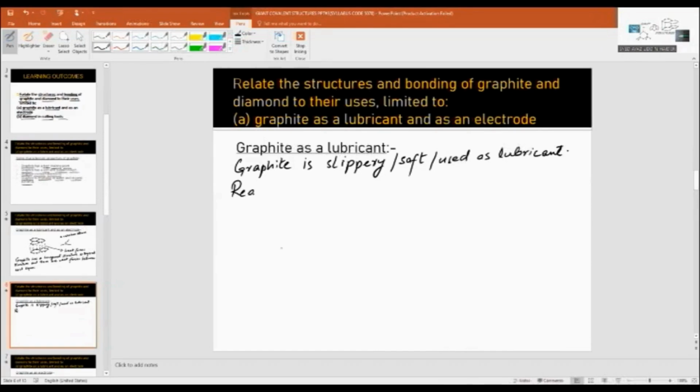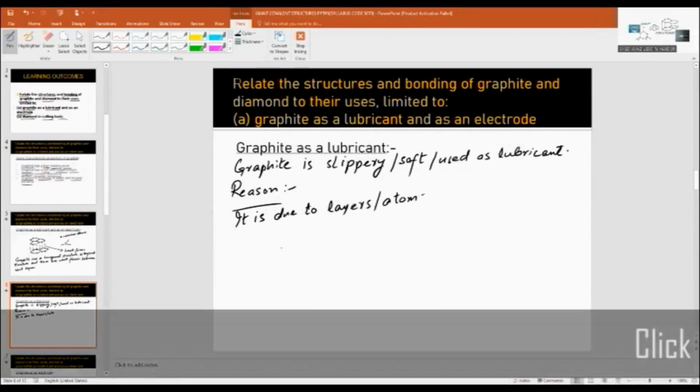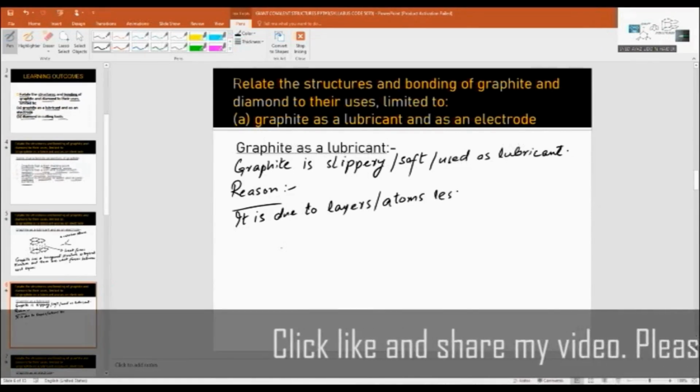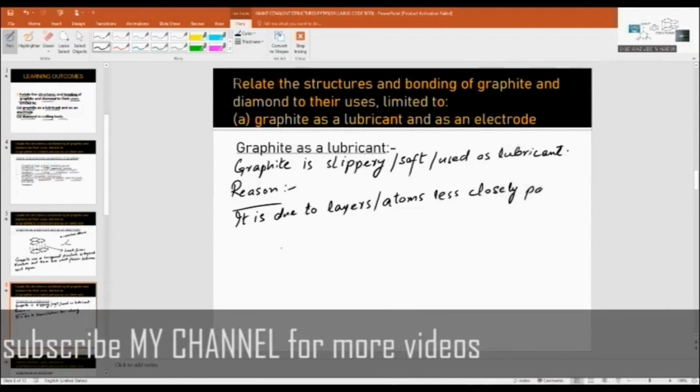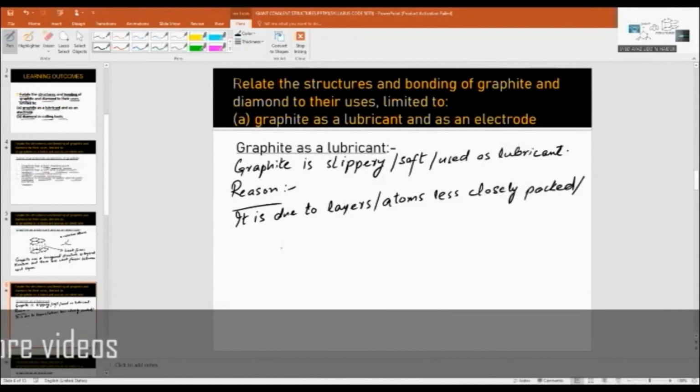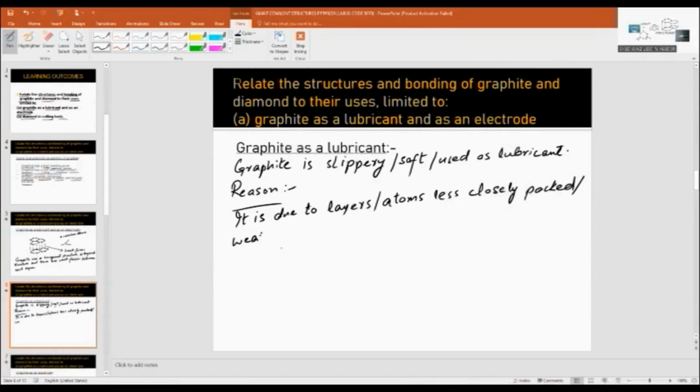Now, reasons. You have to give reason for this. It is due to layers, atoms, less closely packed. You can even write atoms. Less closely packed. Weak forces between layers.